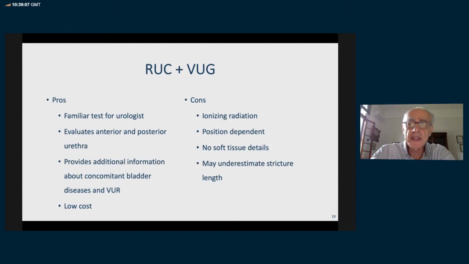What are the pros of this study? It's familiar to most urologists, evaluates the anterior and posterior urethra, provides additional information about concomitant bladder disease and vesico-urethral reflux, and it's low cost. The cons: it uses ionizing radiation, is position dependent, gives no soft tissue detail, and may underestimate stricture length.